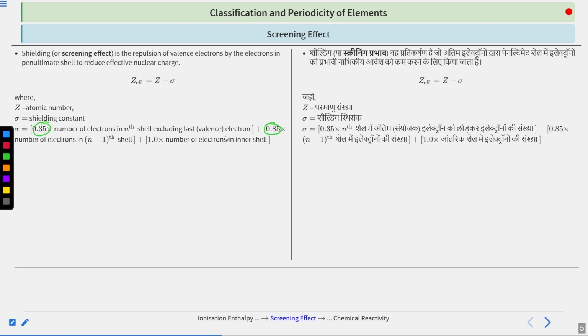Now whatever electrons are left, which are inner, which do not belong to either the n or (n minus 1) shell, we will multiply those with 1 and then sum these three. So we will take only the inner electrons. The outer electrons have no shielding effect, right? So this should always be clear in your mind.